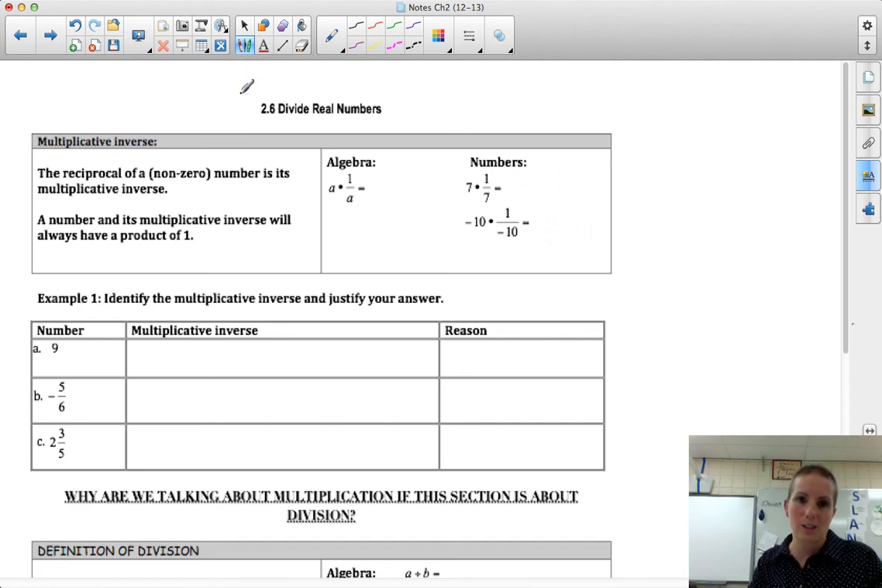Let's talk about section 2.6. When we talk about division, we're really talking about the multiplicative inverse. And the multiplicative inverse is really just the reciprocal of a non-zero number. The number and its multiplicative inverse will always have a product of 1. Remember, that's what we talked about when we talked about the multiplicative identity being 1.